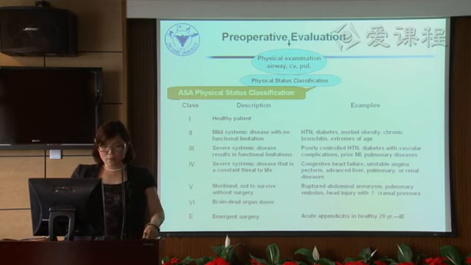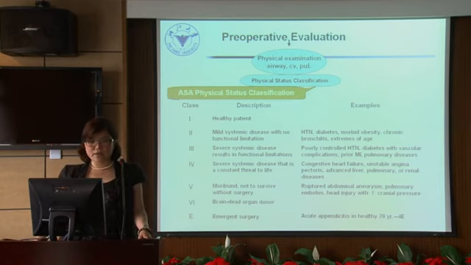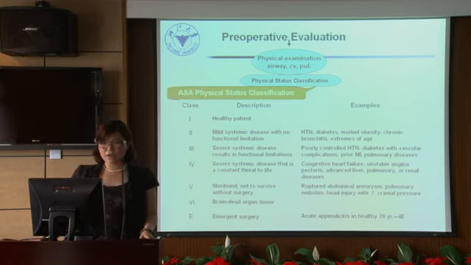And the fourth one is severe systemic disease that is a constant threat to life. And the fifth one is moribund, not expected to survive without surgery. And sixth, brain-dead organ donor. And E represents emergency surgery. We know the higher the classification, the higher the danger of the surgery.